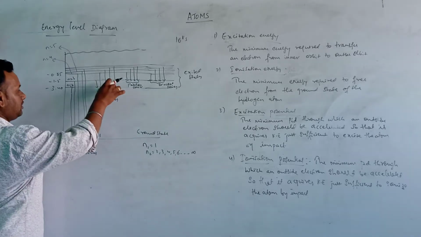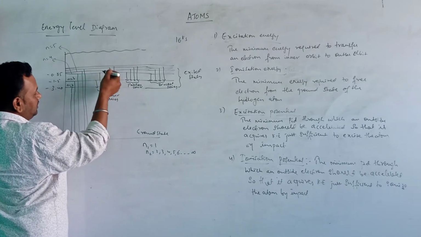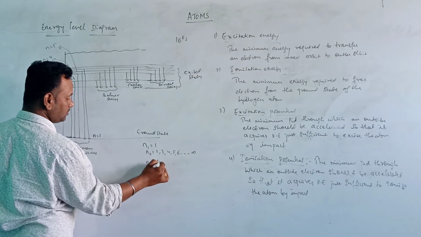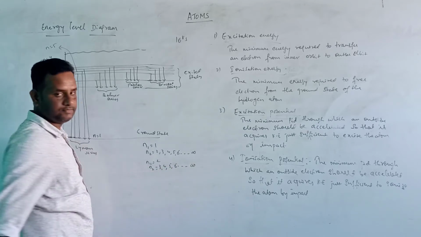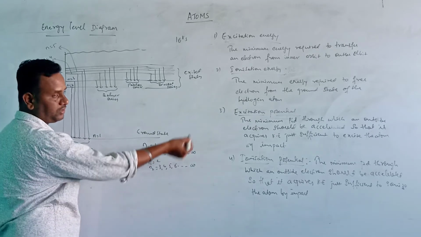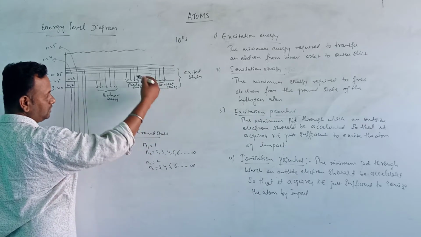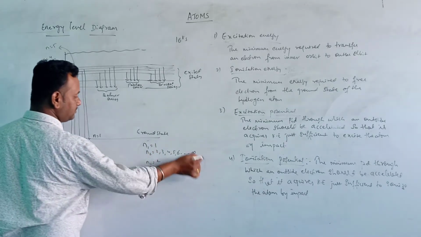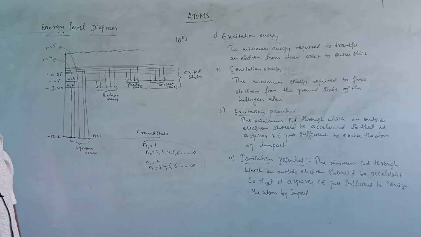If you go for the Balmer series, the transition is taken from a higher orbit to the second orbit. Here n1 is equal to 2, and n2 is equal to 3, 4, 5, 6, up to infinity. Similarly for Paschen, n1 is equal to 3 and n2 is equal to 4, 5, 6, and for Brackett, n1 is equal to 4 and n2 is equal to 5, 6. We have already discussed this. This is how the transitions take place.